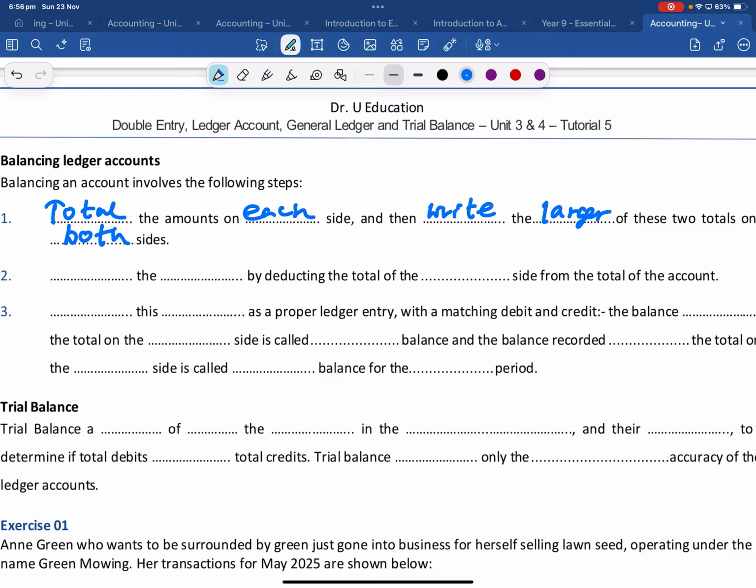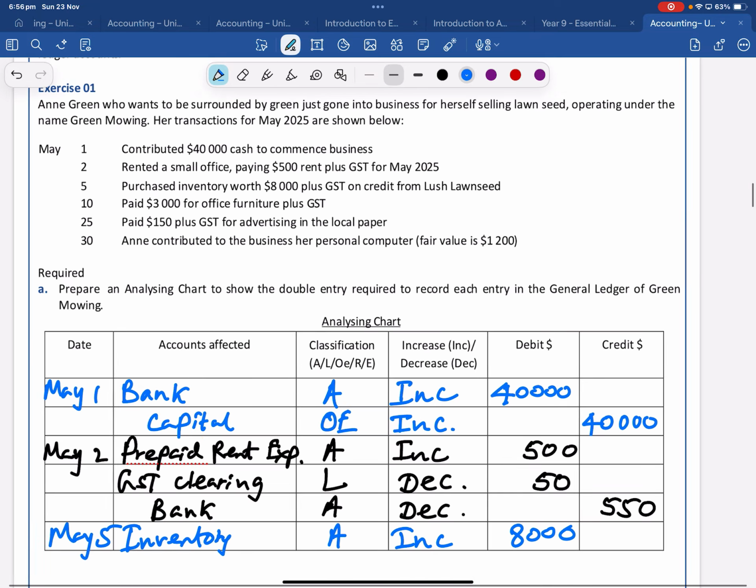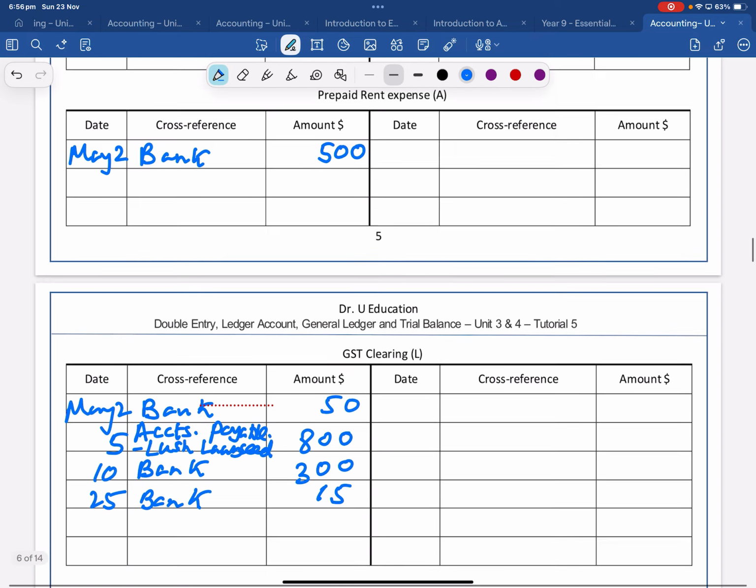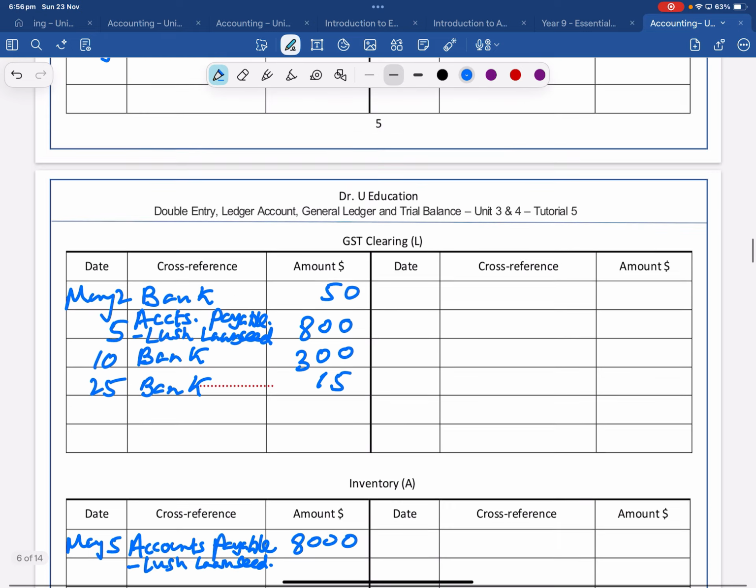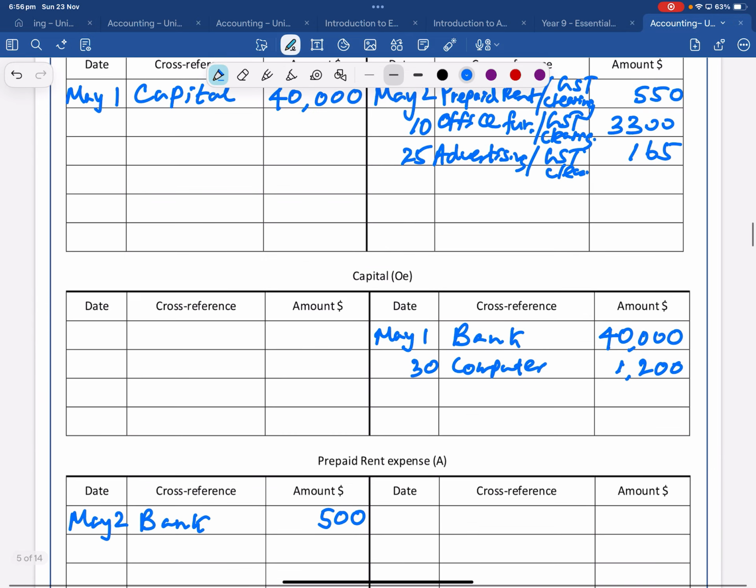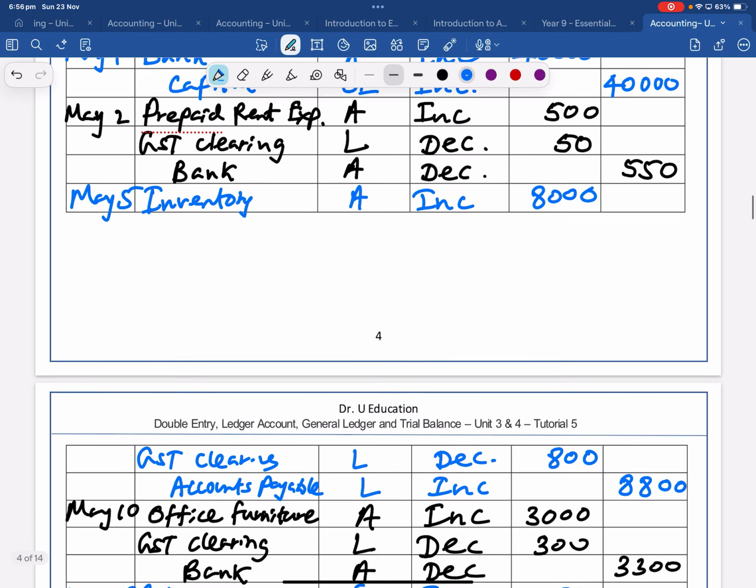Owner's equity increases, so it's credit, right? So why did you record debit? Did you record debit? I think so. If I did, I'm wrong. Capital? Which account? In the general. In the analyzing chart?